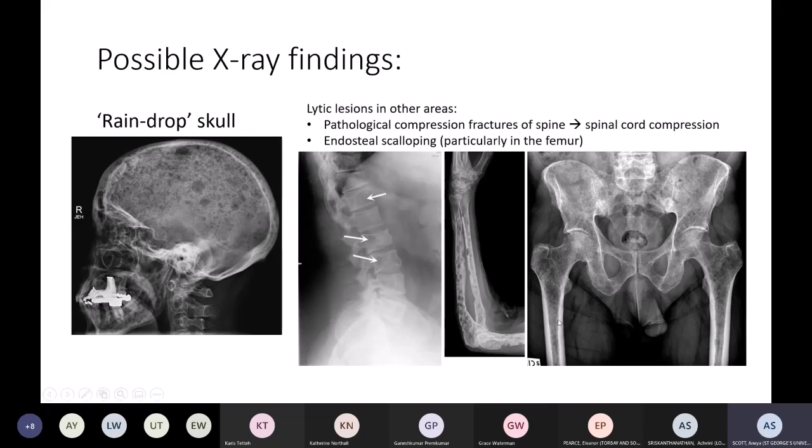And on this neck of femur here as well, you get something called endosteal scalloping, which is where you can see these little bumps in the neck of femur. And that's also caused by the lytic lesions in the femur.